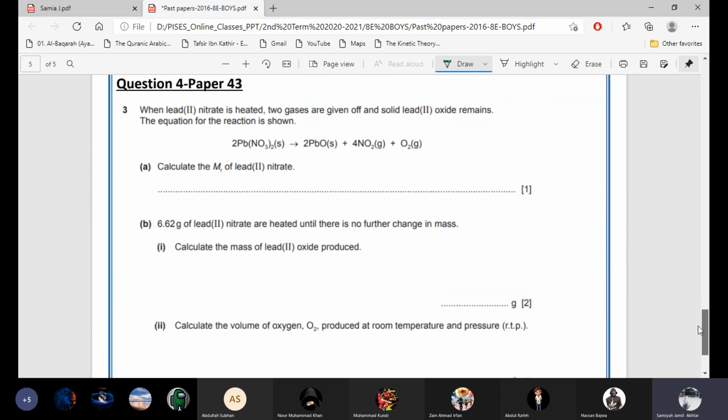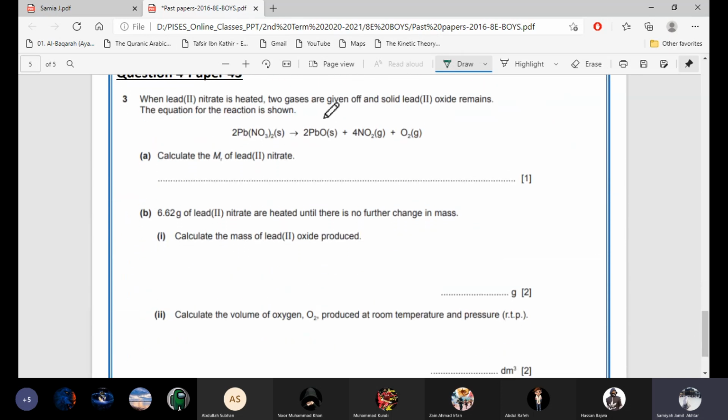Now the last question is of lead nitrate. When lead nitrate is heated, two gases are given off and solid lead oxide remains. The equation for the reaction is shown. So 2 moles of lead nitrate give two gases, nitrogen dioxide and oxygen, and one solid, lead oxide. Calculate the Mr of lead nitrate. Very easy question. Ma'am, one molecule of lead nitrate. Yes, only one molecule.